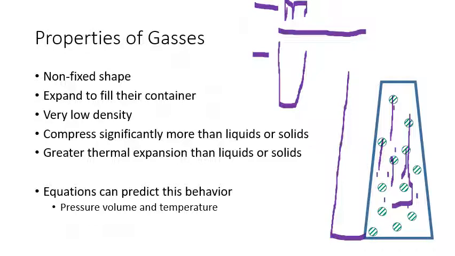And it turns out there's a bunch of mathematical equations that can be used to predict and model this behavior. So we can do that for these different states of matter, and we can do that especially for the gases. And there's a series of equations that can be used to predict the behavior of the different gases.